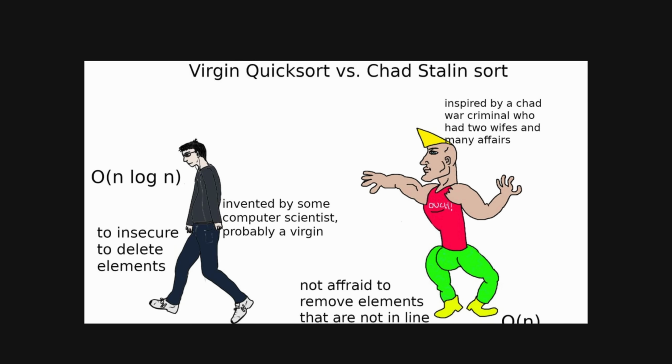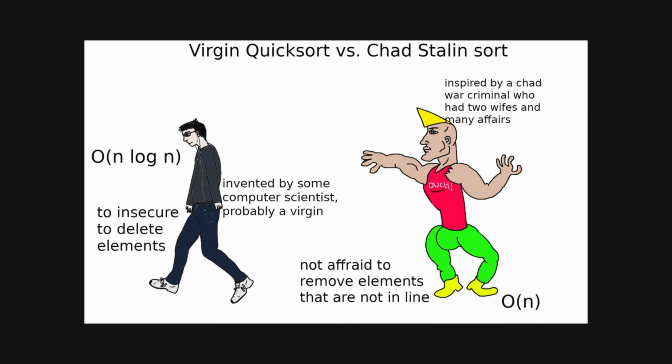Stalin sort removes any element that disagrees with the sorting order. If a number is out of place, it's gone. By the end, you've got a sorted array. There may be fewer numbers than when you started, just don't ask questions.